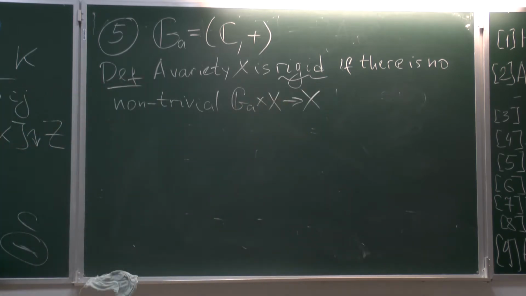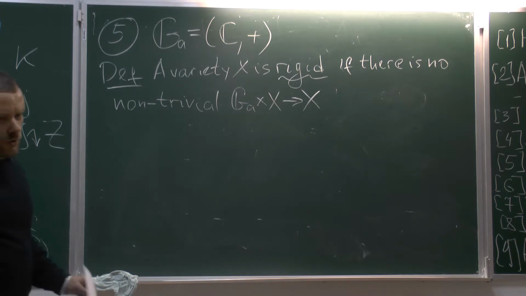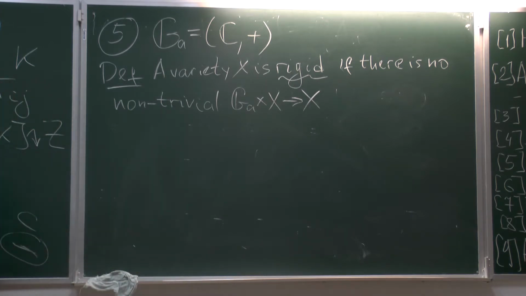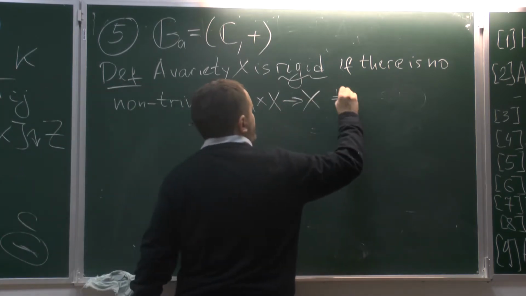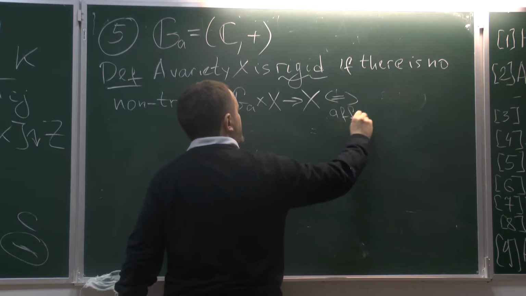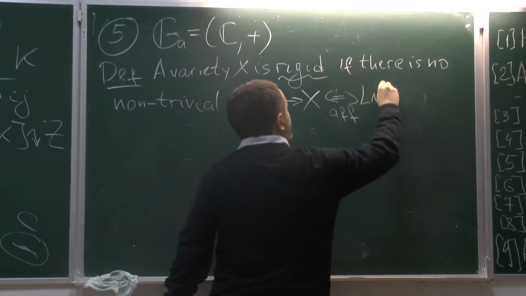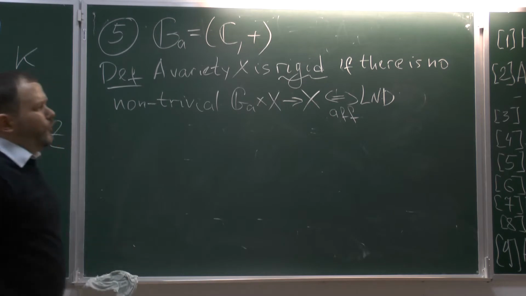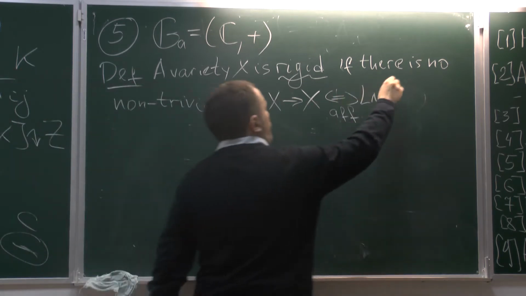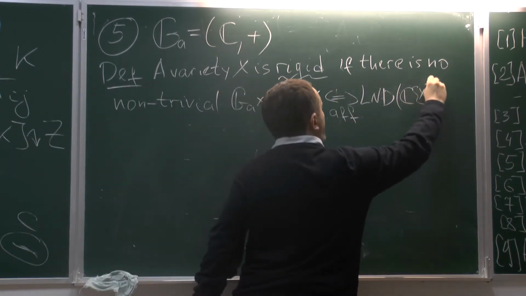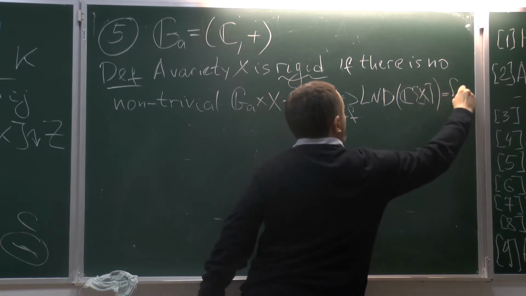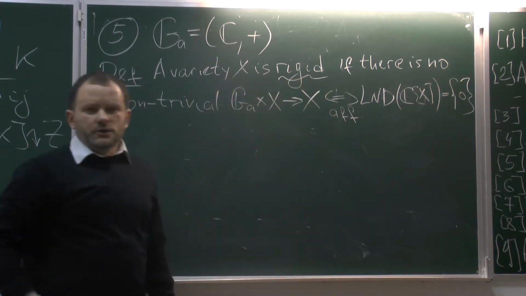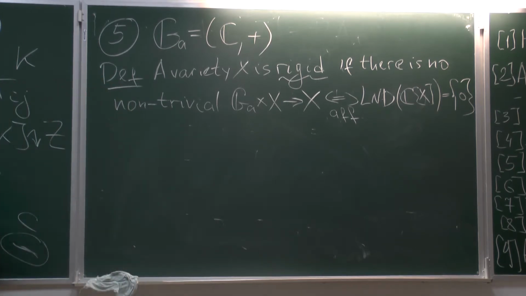Certainly we always have a trivial action, but if there is no non-trivial one, then we say that a variety is rigid. It's well known that G_a actions on an affine variety are equivalent to locally nilpotent derivations. So in the affine case, it means that the set of locally nilpotent derivations of the algebra of regular functions on X is just 0. So the algebra is rigid: no locally nilpotent derivations.